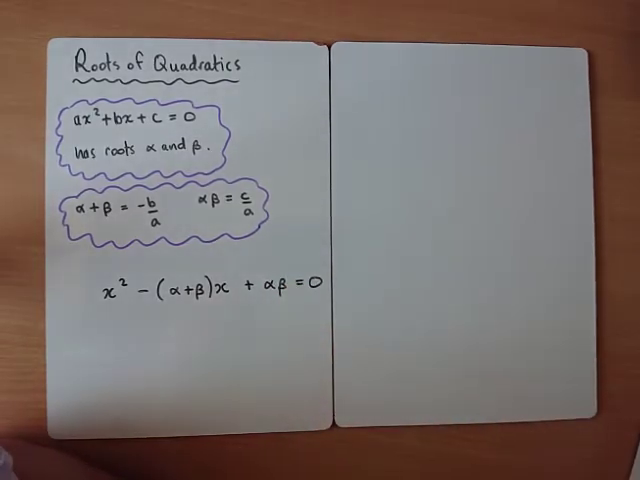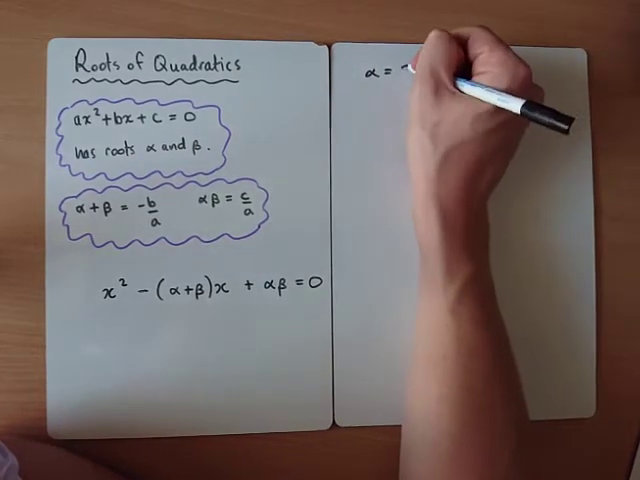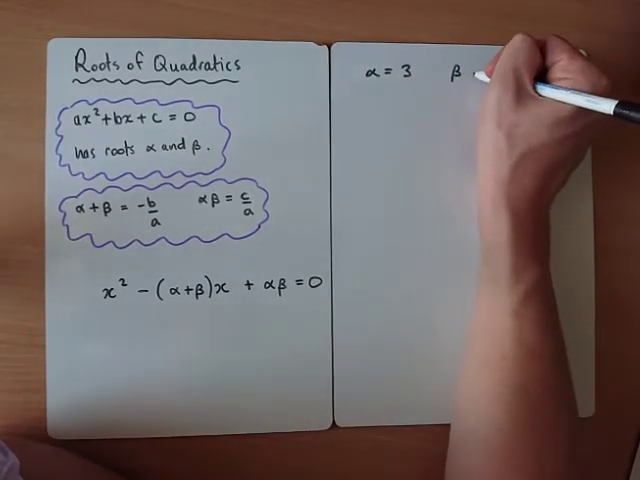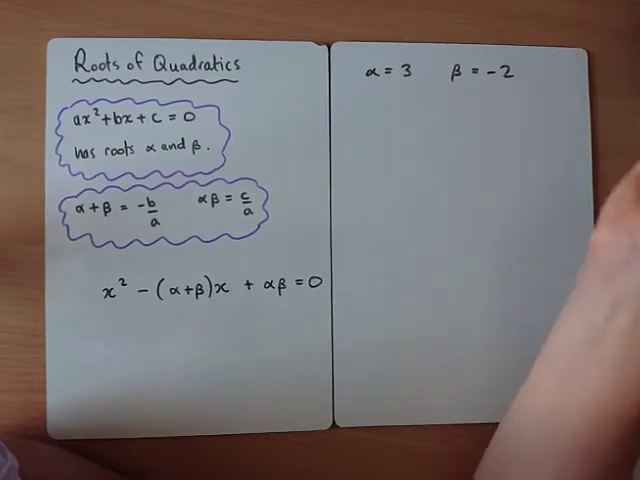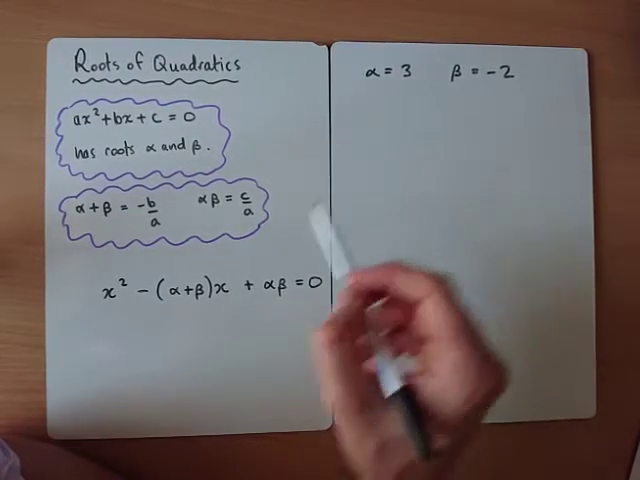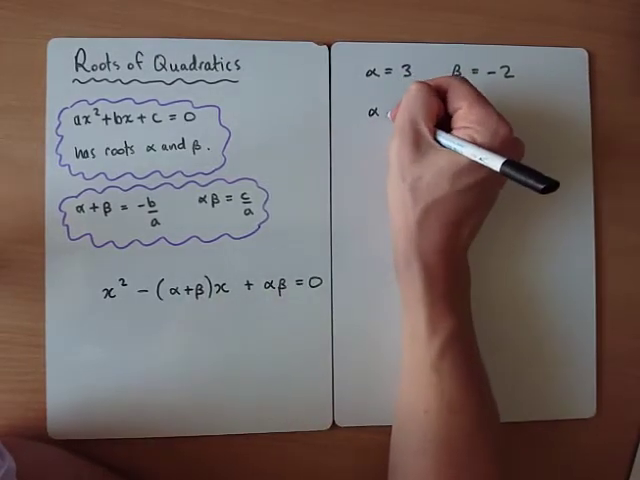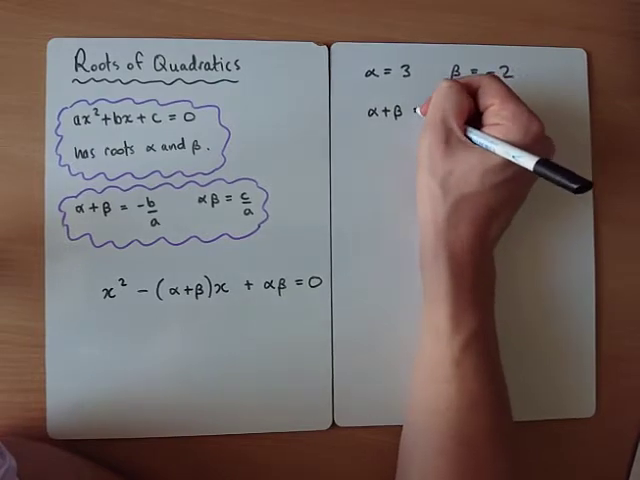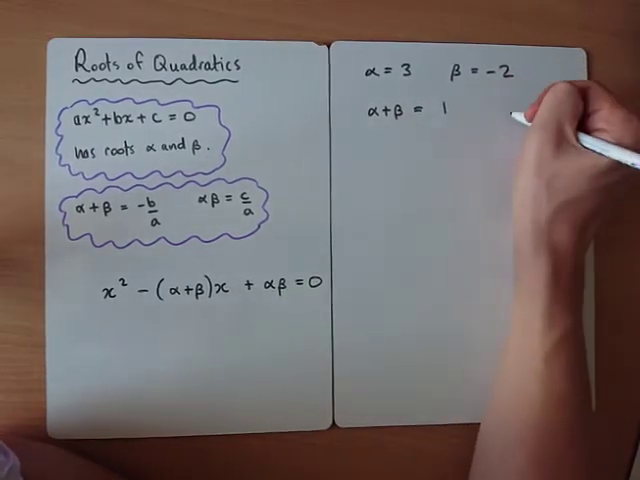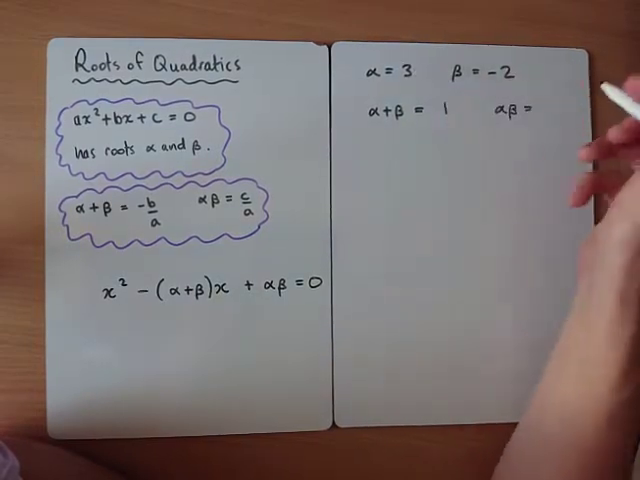So even if I didn't know what the original quadratic was, say if I said a quadratic has roots, so one of the roots was 3 and one of the roots was minus 2. If we know what our two roots are, we could quickly write down what the original quadratic was. Like the sum of the roots would be 1 and the product of the roots would be minus 6.